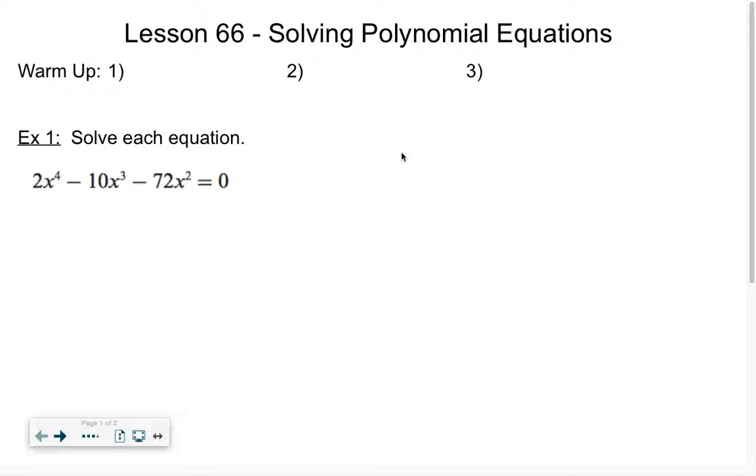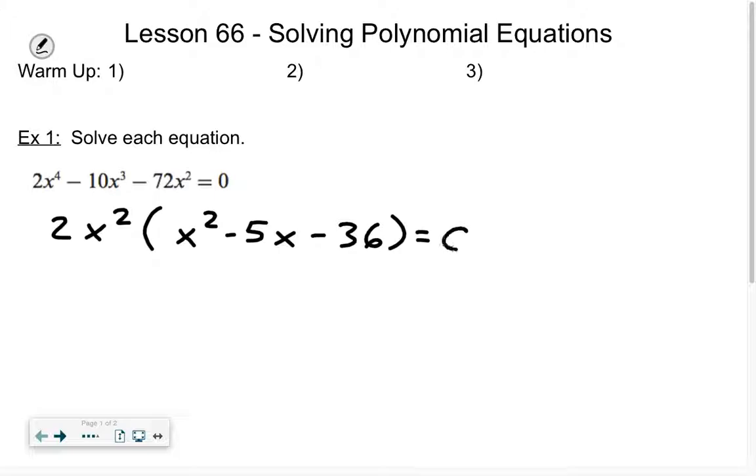2, 10, and 72. Factor out the 2. And what else can I factor out along with it? X squared. Leaving us with x squared minus 5x minus 36. Can we do anything else with this? Got a quadratic on the inside, so we could possibly reverse FOIL.